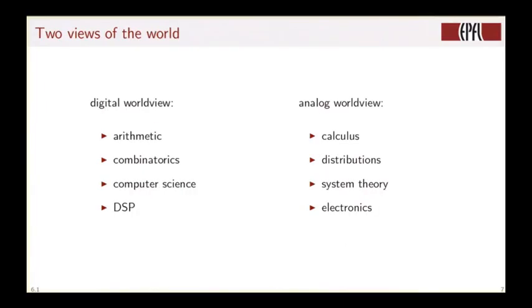Let's summarize. The digital worldview is the one of arithmetic, of combinatorics, what is usually referred to as computer science, but also the world of discrete signal processing. The analog view is a view of calculus, integrals, distributions, system theory, continuous time, analog electronics. So you can see these are two sides of a coin, because we always have to deal with one and the other when we want to process signals in the real world.